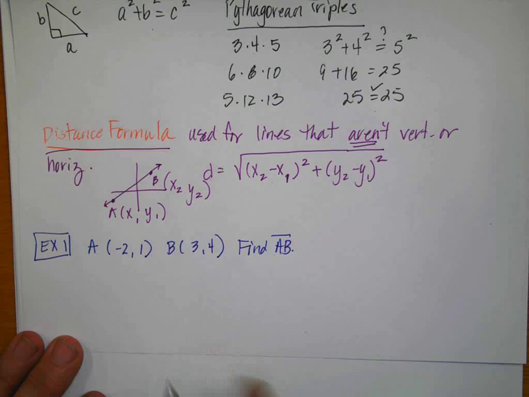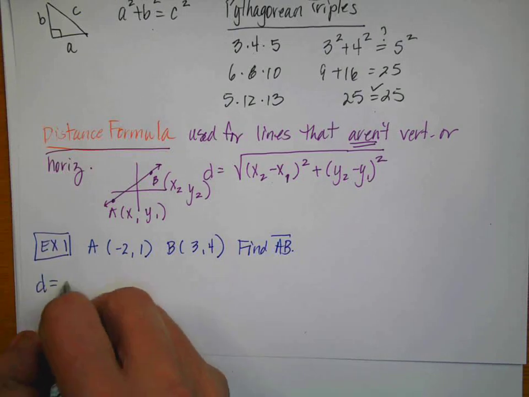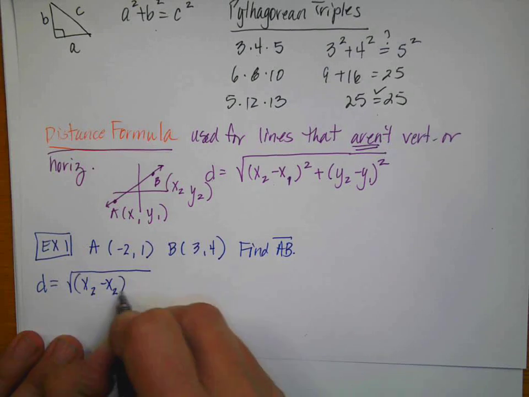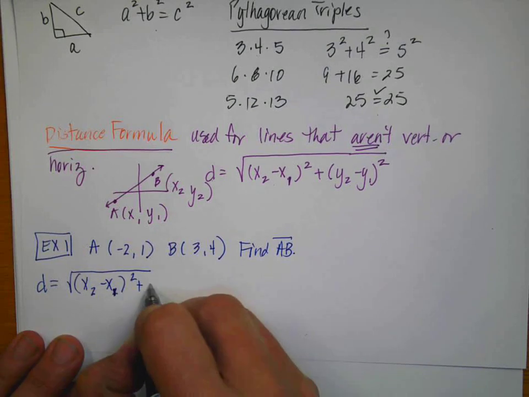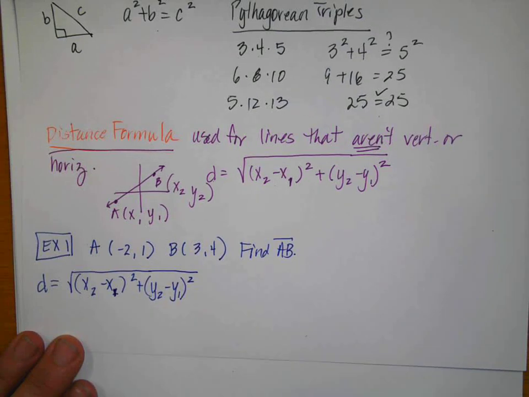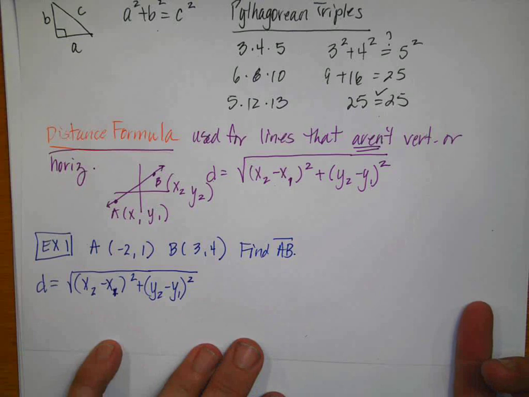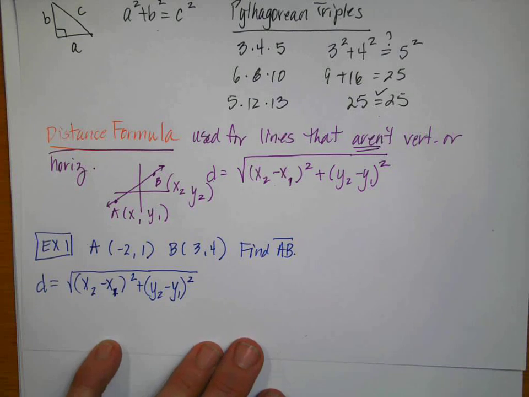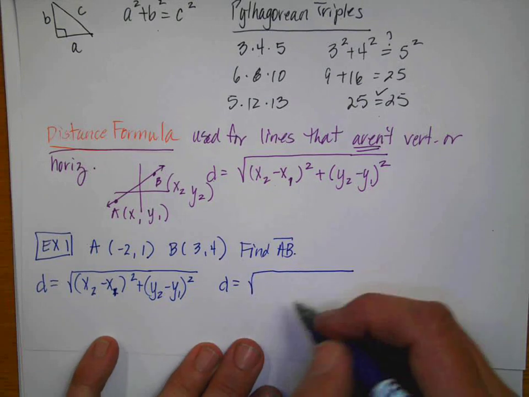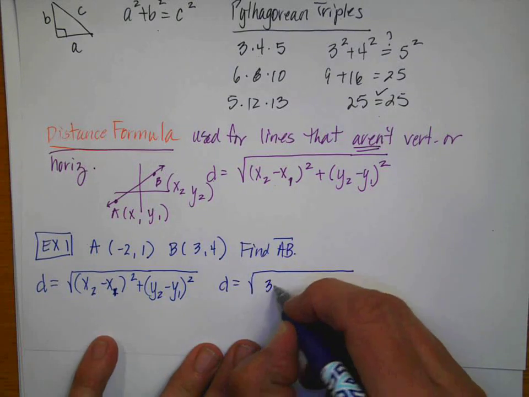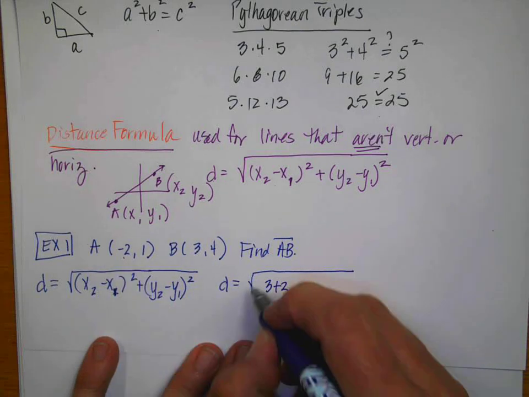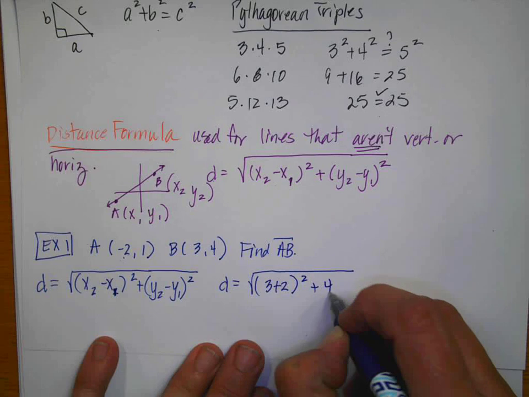When I use a formula, I always write that formula out. I call it a naked formula, without any values in it, because it's just a way of memorizing the formula, and it allows me to not make as many mistakes when I substitute values in. So then my distance is going to equal the square root of 3 plus 2, it's this minus a minus, quantity squared, plus 4 minus 1, quantity squared.